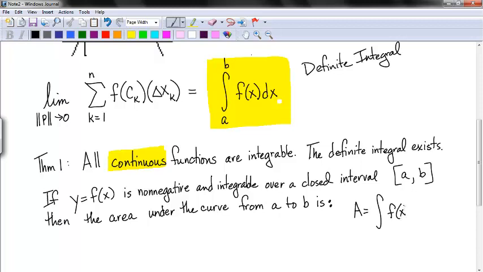Now, when you read this, it's the definite integral of f of x with respect to x. If I was using a polynomial with a t in there, then it would say with respect to t. It would have a dt at the end. And it's from A to B. So that's the main formula for area underneath a curve.